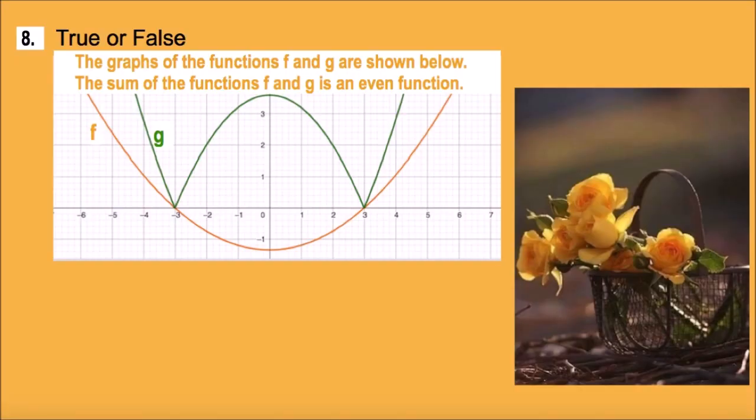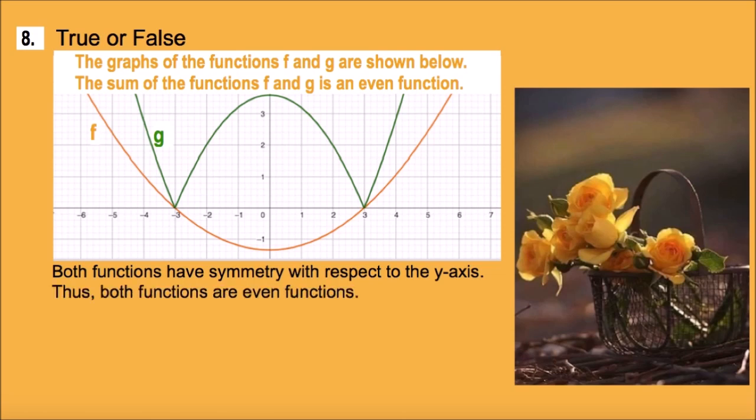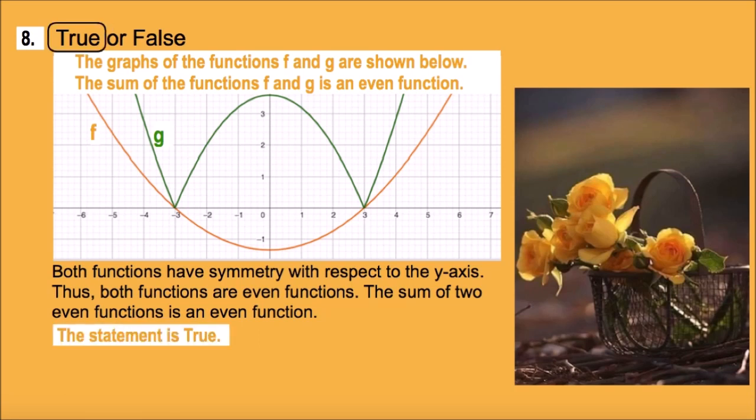Question 8. True or false? The graphs of the functions f and g are shown below. The sum of the functions f and g is an even function. Both functions have symmetry with respect to the y-axis. Thus, both functions are even functions. The sum of two even functions is an even function. Thus, the statement is true.